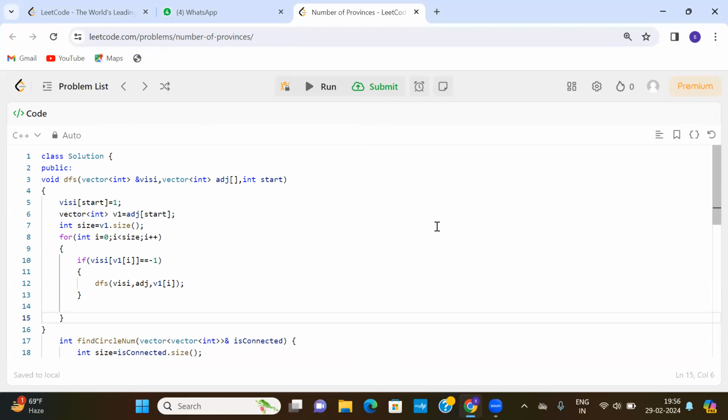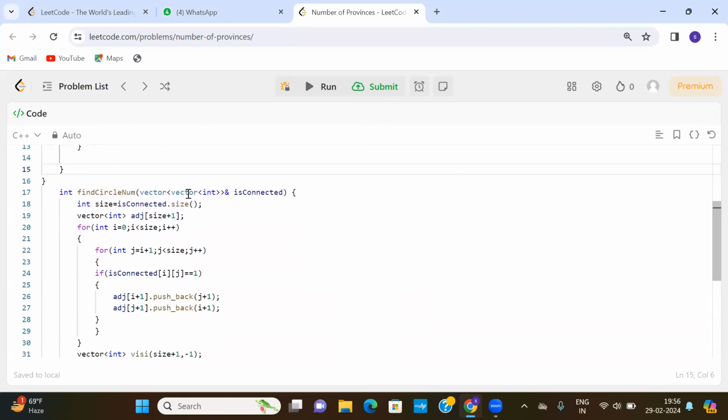For that, first of all, in the question, we were only given a vector isConnected. Since the graph is following one-based indexing, our adjacency list will be of size plus 1. And the size, first of all, in line number 18, we have calculated the size of the vector. Why have we calculated the size of the vector? The size of the vector is helping us to know how many nodes are present in the graph.